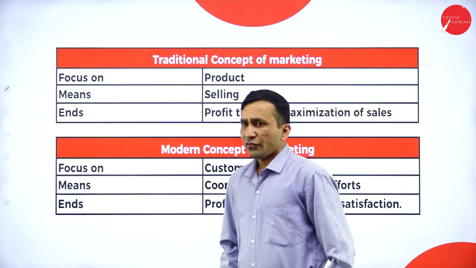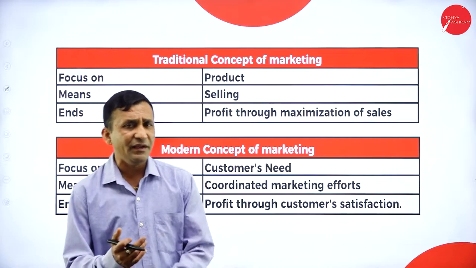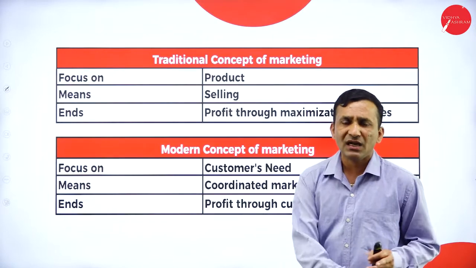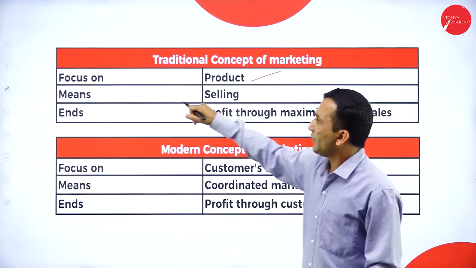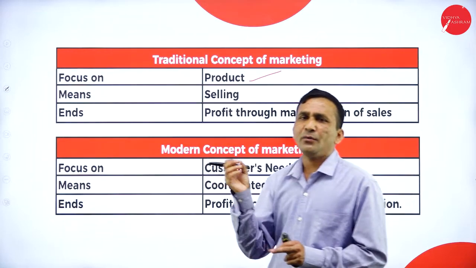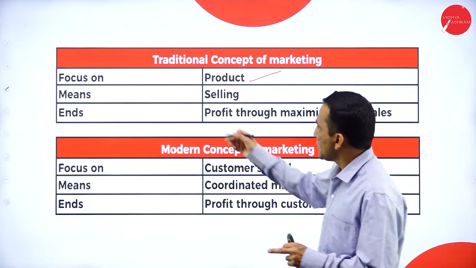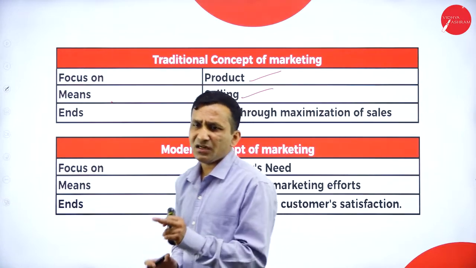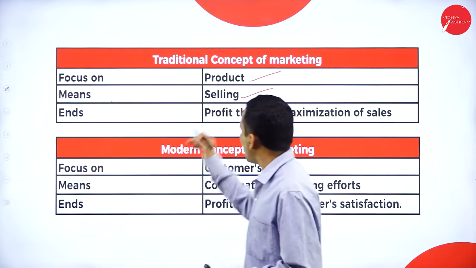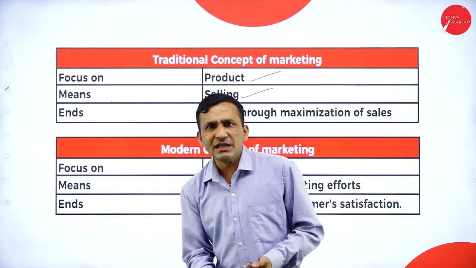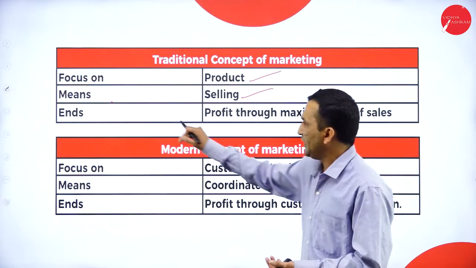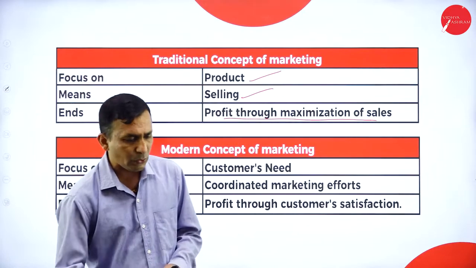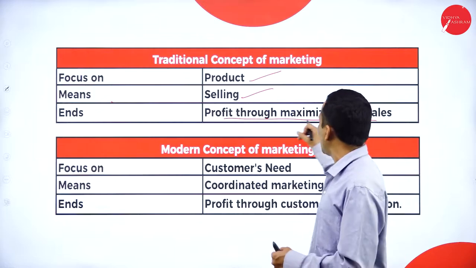Moving forward. Before studying marketing, we need to know how marketing evolved. If you talk about the traditional concept of marketing, it always focuses on how to increase the focus on a product. The product is offered by the seller or businessman, and big companies offer products. So the focus is always on the product, which means selling. In traditional marketing, they always focus on increasing sales. That's what I specified here: selling. When you start a business, you expect a profit, so it ends with profit through the maximization of sales. You plan to increase sales day by day.